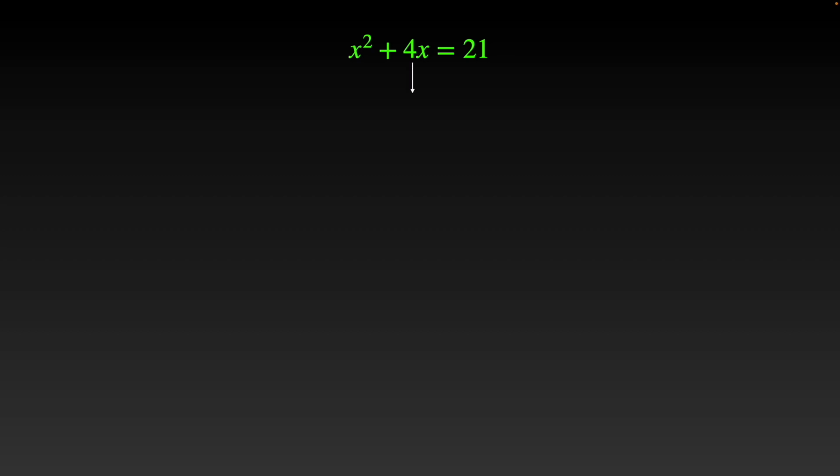We'll take 4 divided by 2 and then square it. This means always take the number in front of x, divide it by 2 and square it. In our case, 4 divided by 2 is 2. Let's square it to get 4. Now let's take a look at what to do with this 4.